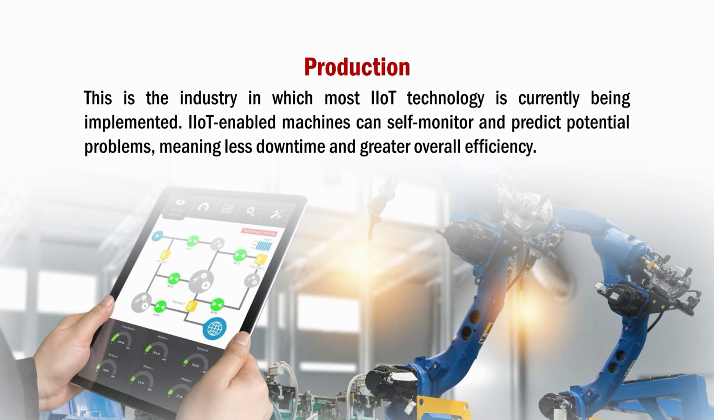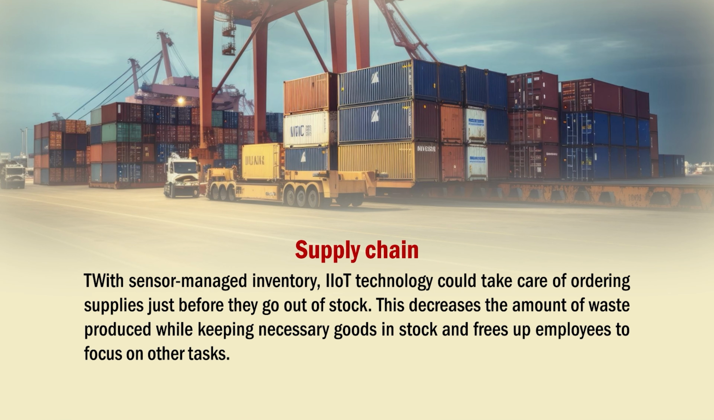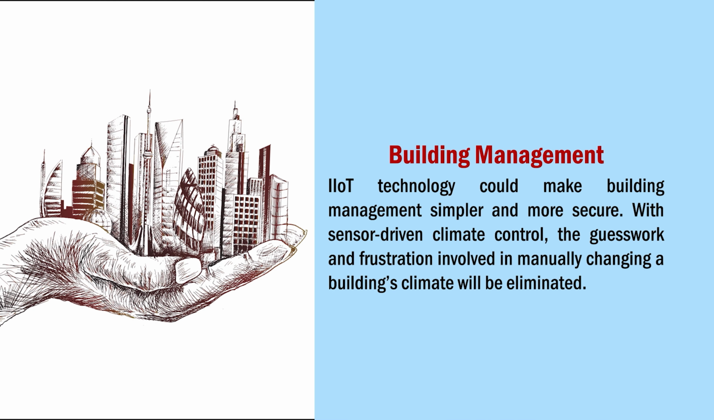It doesn't pertain to only one particular industry or the manufacturing company, but it has its applications in a wide variety of diverse industries. Like if you take the case of production, this is the industry in which most IIoT technology is currently being implemented. IIoT enabled machines can self-monitor and predict potential problems, meaning less downtime and greater overall efficiency. And if you take the case of supply chain management, with sensor managed inventory, IIoT technology could take care of ordering supplies just before they go out of stock. This decreases the amount of waste produced while keeping necessary goods in stock and frees up employees to focus on other tasks. In building management also, IIoT technology could make building management simpler and more secure.